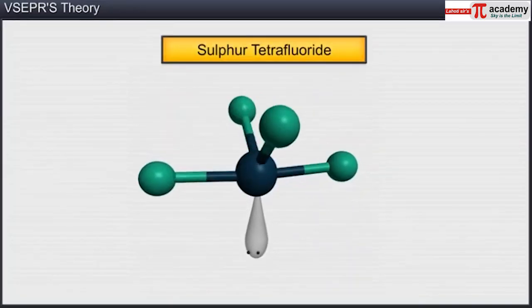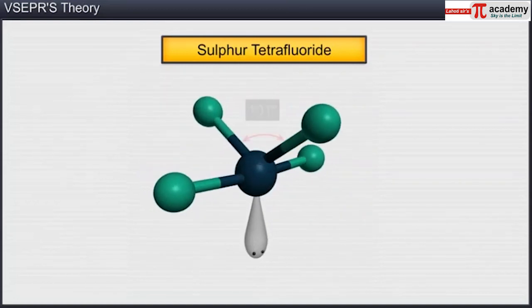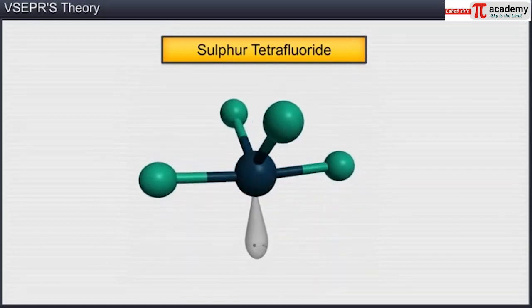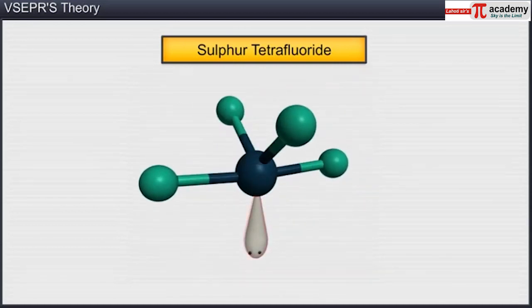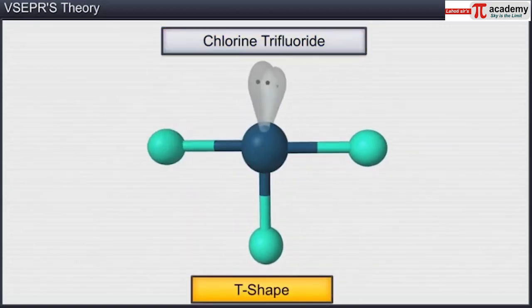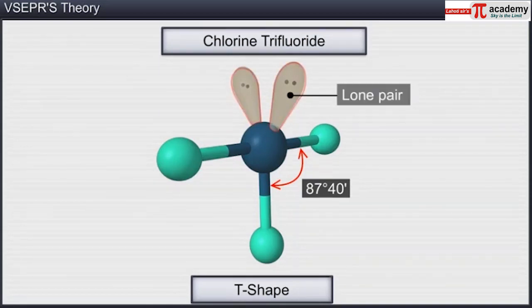A sulfur tetrafluoride molecule is seesaw-shaped as its bond angles are 101 and 173 degrees, due to the lone pair of electrons present on its central atom. The chlorine trifluoride molecule is T-shaped and its bond angle is 87 degrees and 40 minutes, and the molecule shape is distorted due to the 2 lone pairs of electrons on central chlorine atom.